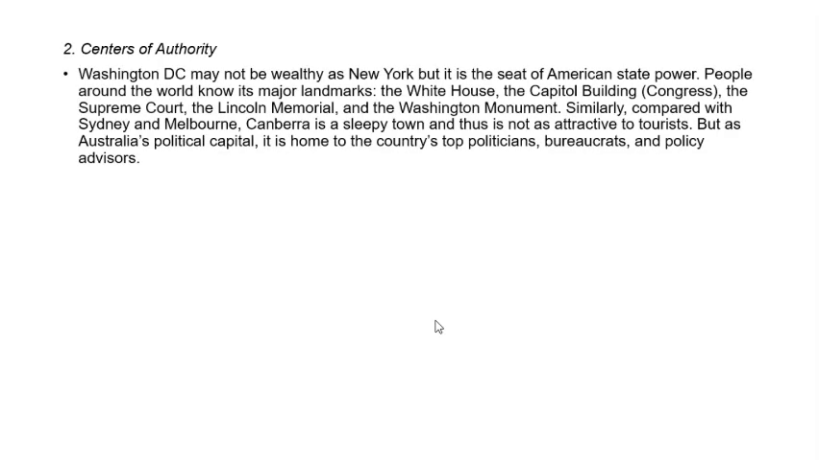We have the center of authority. So, tinitingnan din natin, isa sa indicators ng global city ay center of authority. Sige, basahin na lang muna natin: Washington DC may not be as wealthy as New York. Pero part yan ng United States, itong dalawa, of course. Pero ito ay different city, of course. But it is the seat of American state power.